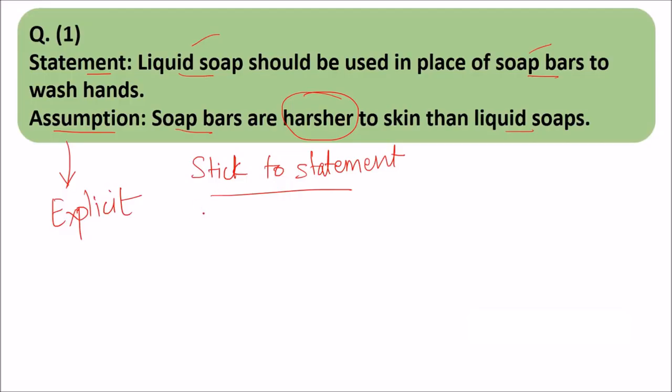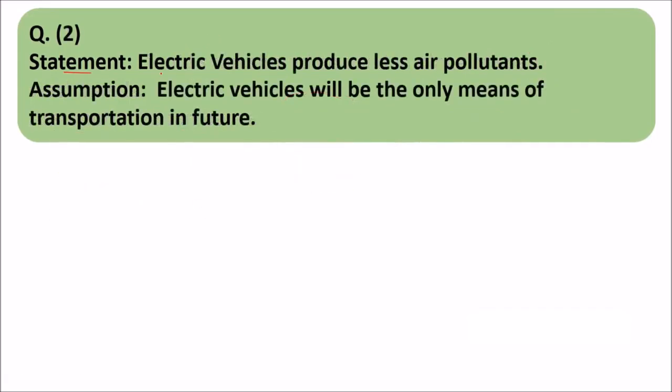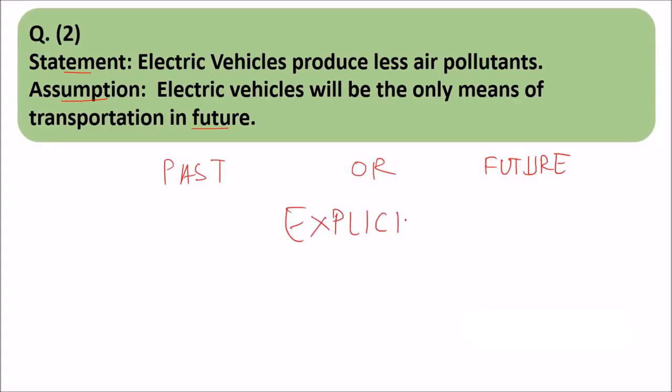Moving on to the next tip. Statement: electric vehicles produce less air pollutants. Assumption: electric vehicles will be the only means of transportation in future. Always remember, the assumptions which talk about the past or the future are always explicit. That means they are always false.